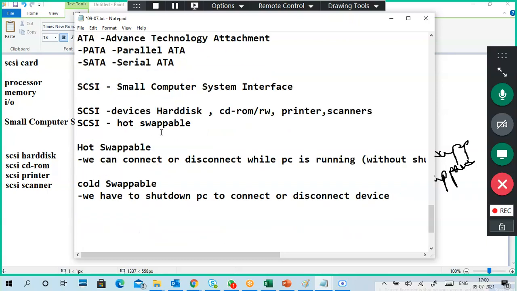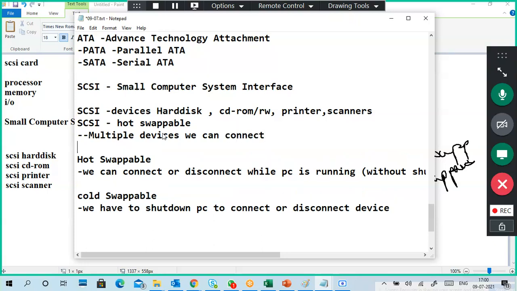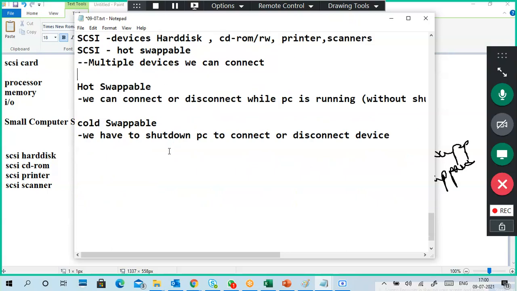Okay, and it will take the burden off the processor. So SCSI, another important point is that we can connect multiple devices. Okay, so those are the points we got.